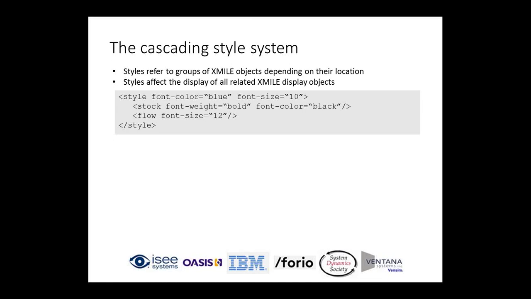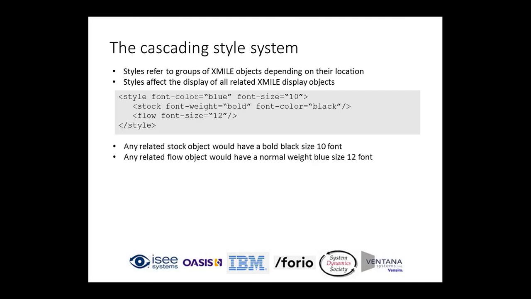be black. So the way the style system works is the more specific the style is, the closer it is to the display object, the higher precedence it has. So any style specified directly on a stock tag or an aux tag has the most precedence. Those specified by type have the next most precedence, and so on and so forth. So in this little example style tag here, any related stock object would have a bold, black, size 10 font. Any related flow object would have a normal weight, blue, size 12 font.